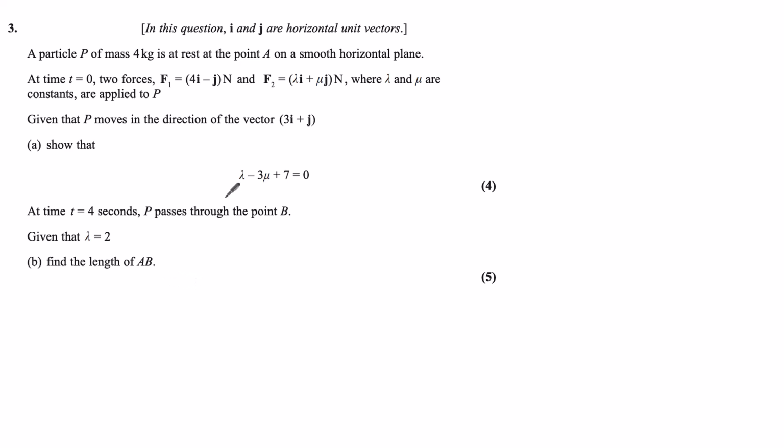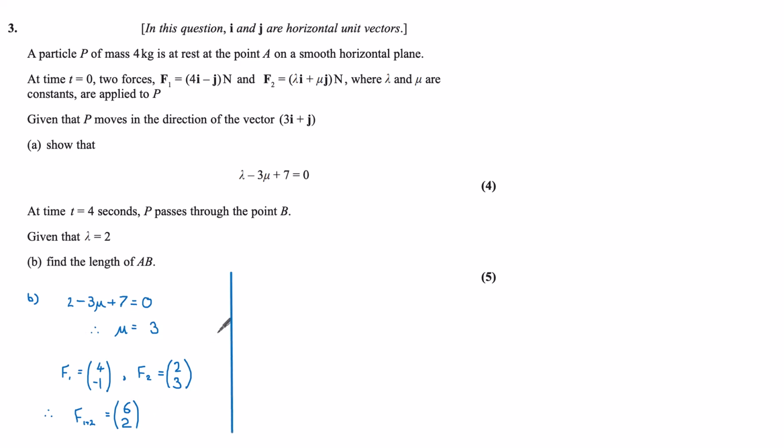So starting from my equation lambda minus 3 mu plus 7 equals 0, I'm going to put in lambda equal to 2, because I want to find my mu value. Rearranging this, I find that mu is equal to 3. So lambda is 2 and mu is 3. I can now rewrite my forces. F1 is 4 over minus 1, that remains the same, but F2 with numerical values is 2, 3. This means my resultant force, when I add these two forces together, is 6, 2, or 6i plus 2j.